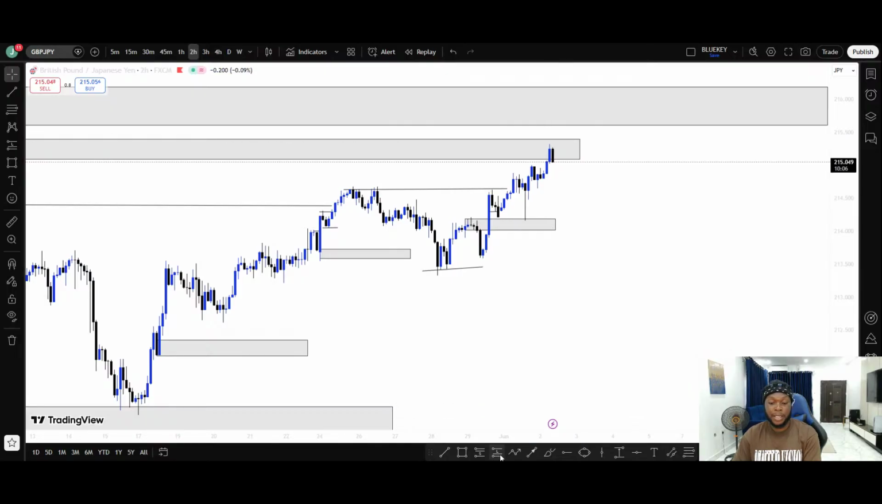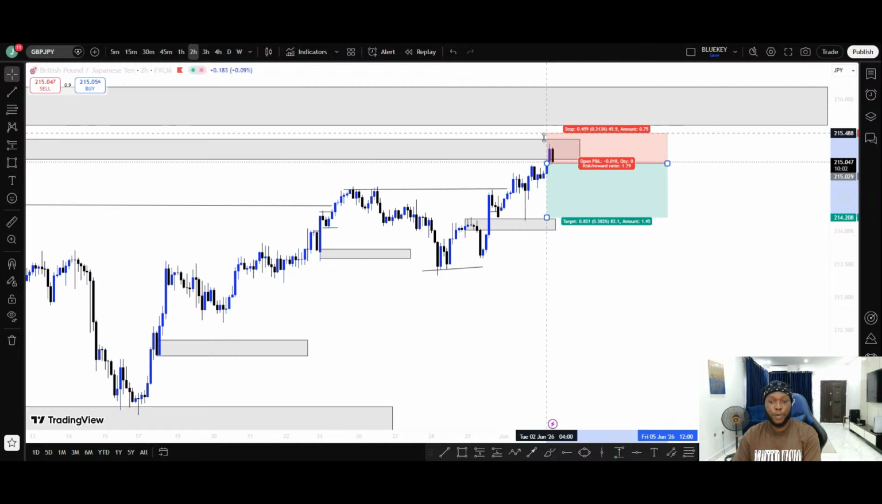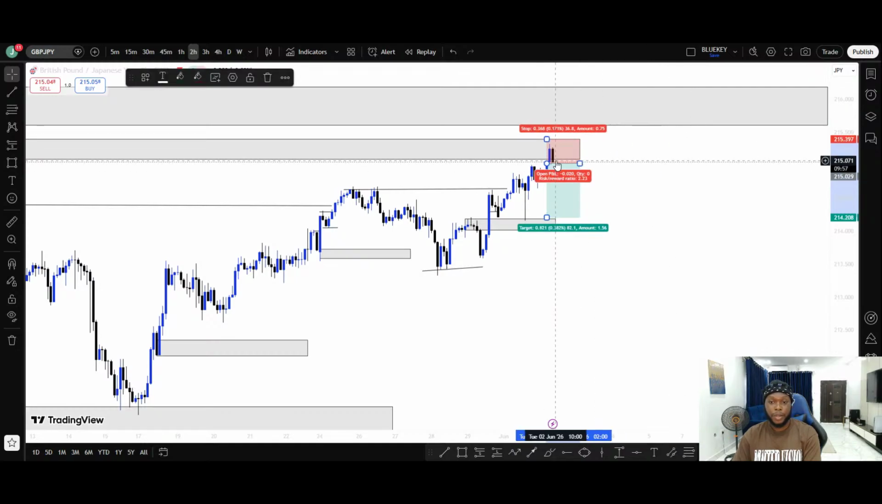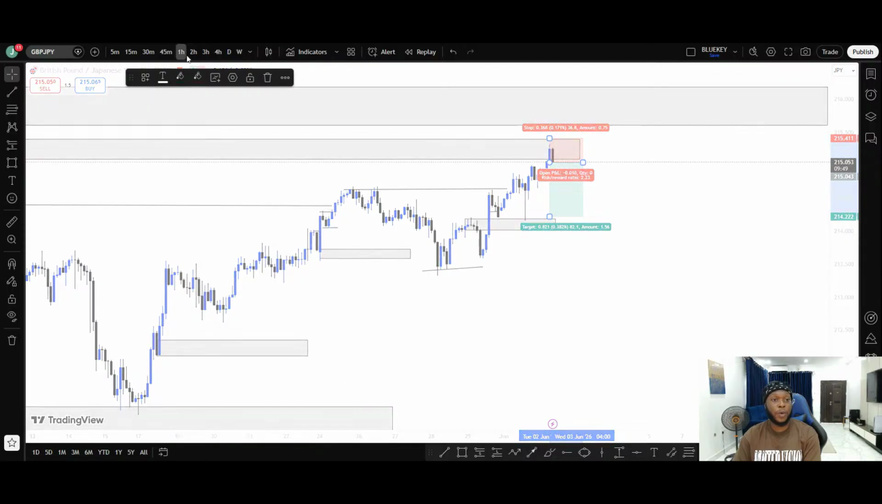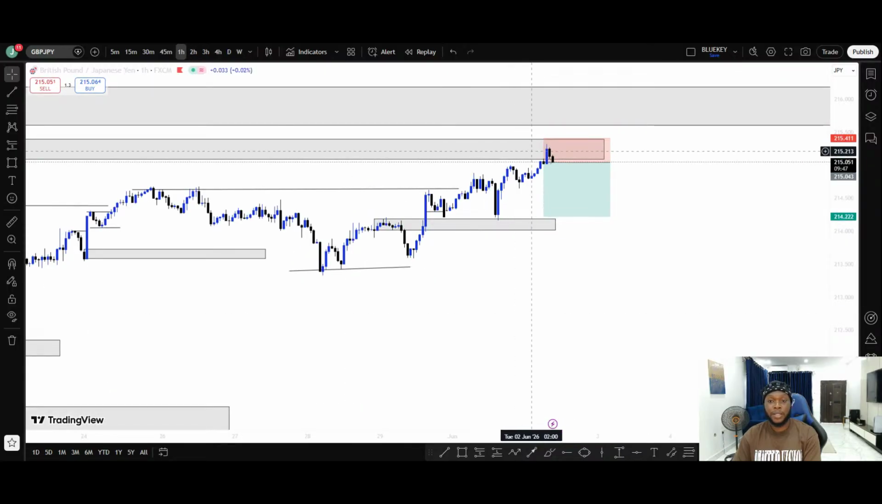But me, I'm not going to enter this trade. It's a short sell. For those who want to aggressively trade, this is another entry for yourself. This is another sell entry. Once this candle closes, you can take advantage of this. This is a 2-hour candle. When this candle closes, let me see what it looks like on the 1 hour. Yeah, when this candle closes, you can get a sell.